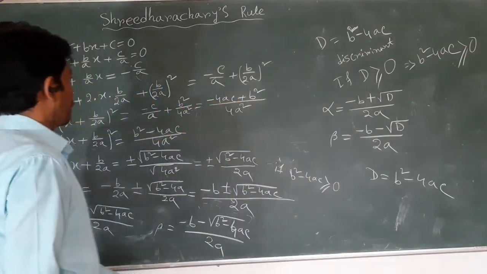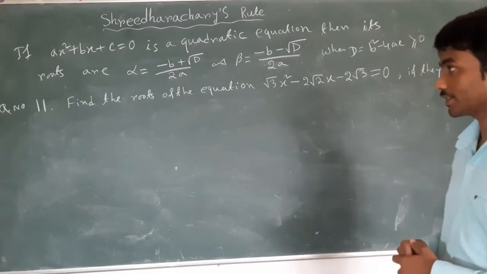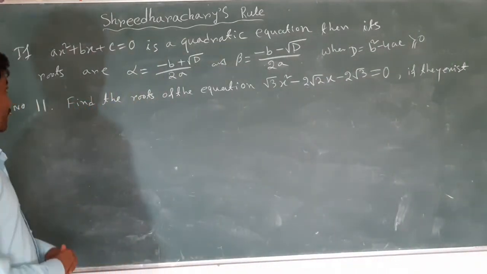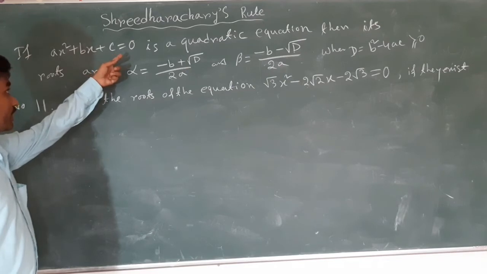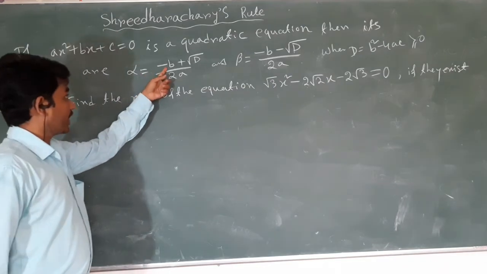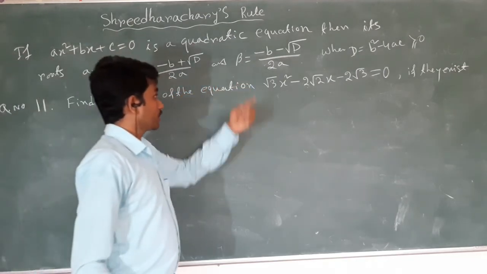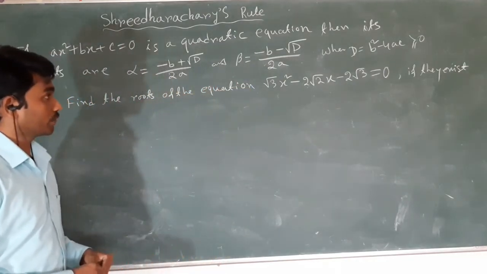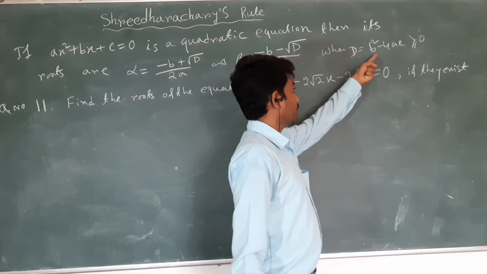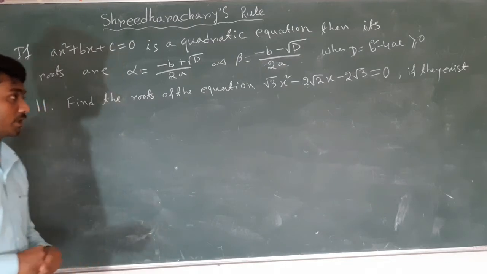This is the Sridharacharya rule. Now we find the roots of a quadratic equation using Sridharacharya formula. So according to Sridharacharya formula, if ax square plus bx plus c is equal to 0 is a quadratic equation, then its roots are alpha equal to minus b plus under root D upon 2a, and beta is equal to minus b minus root D upon 2a, where D is called discriminant, and its value is b square minus 4ac. For real roots, its value is greater than or equal to 0.